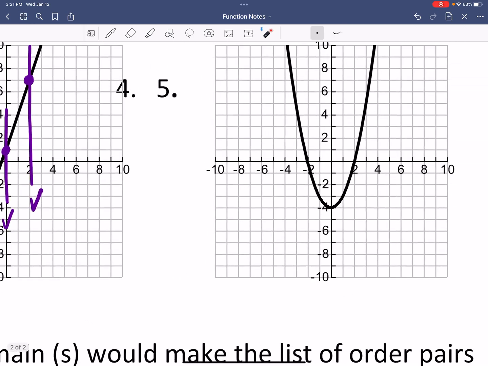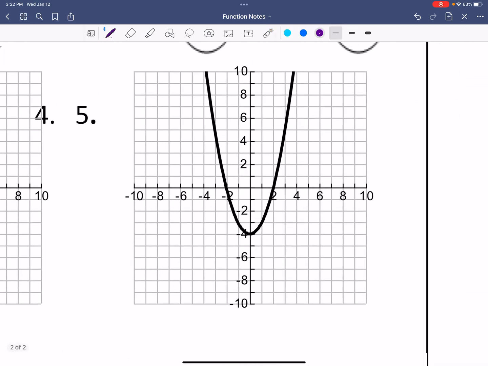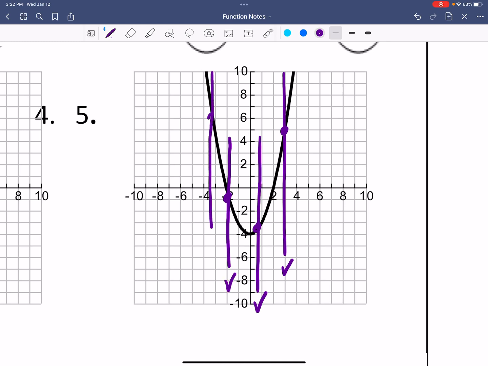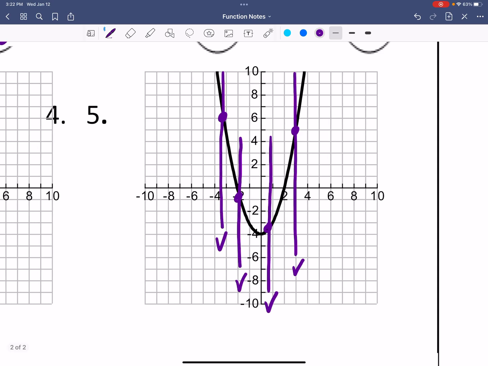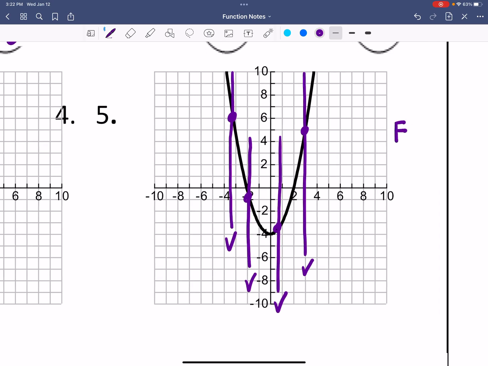Okay, then let's go ahead and look at number 5. So for number 5, we have another graph. So again, we want to see, does it pass the vertical line test? So drawing my vertical line, I see that it passes the vertical line test here. I'm going to draw another line. I see that it also passes the vertical line test there. I draw another line. I see again that it passes the vertical line test. And I draw another vertical line, and again, I see it passes there as well. So here, when I did the vertical line test, I see that it passes. So this is an example of a function. So I'm going to put an F.